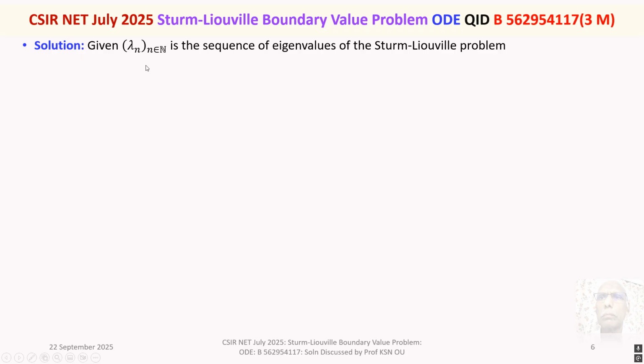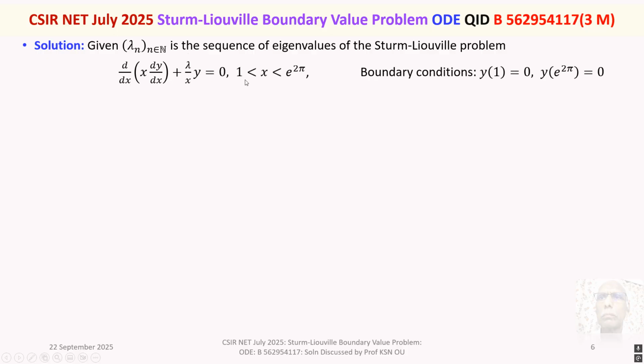We are given lambda n, n belongs to the natural numbers, is a sequence of eigenvalues of the Sturm-Liouville problem given by d by dx in brackets x dy by dx plus lambda by x multiplied by y is equal to 0, where 1 less than x less than e to the power of 2 pi, and the boundary conditions are the value of y when x is equal to 1 is 0, the value of y when x is equal to e to the power of 2 pi is 0.